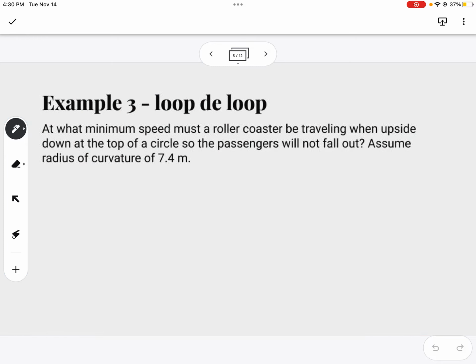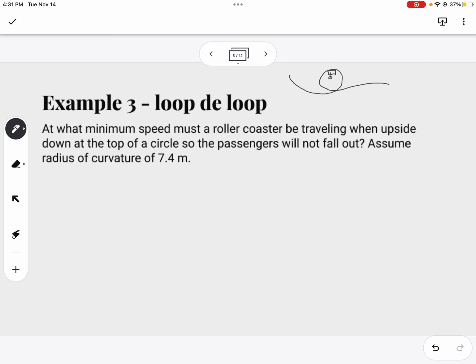All right, example 3. This one is a little bit different. So the Ferris wheel, you're sitting on a seat the whole time. You're not flipping upside down. Hopefully you're not flipping upside down on a Ferris wheel. But what if you have a loop-de-loop on a roller coaster? So you have a roller coaster that goes around like this and then keeps going. What if we're looking at this case right up here where you are hanging upside down?